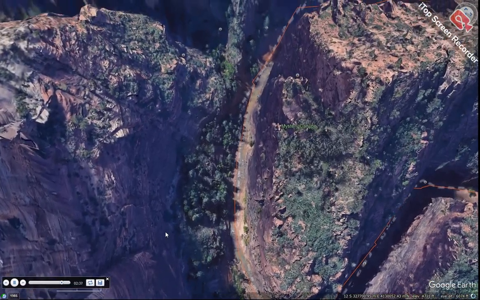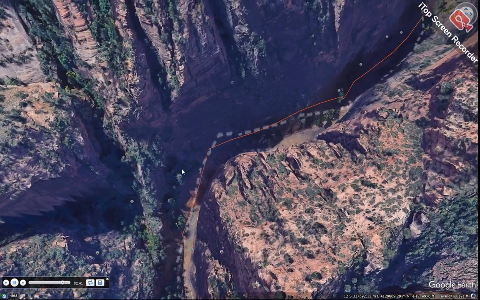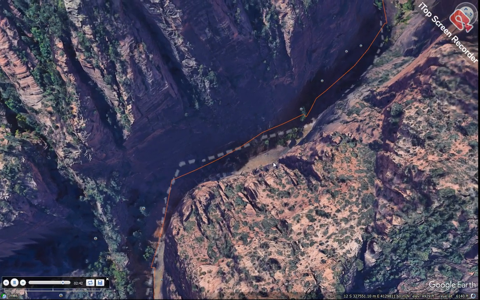Once this kind of dries up, the water just flows this way. Gotta admit, dude, I love Google Earth. Oh, look, Mystery Canyon, because nobody knows.